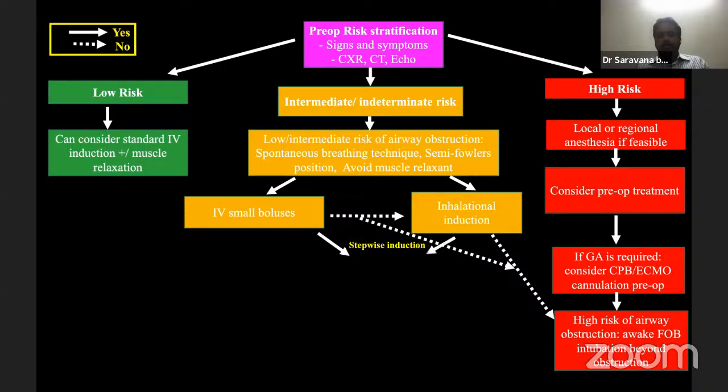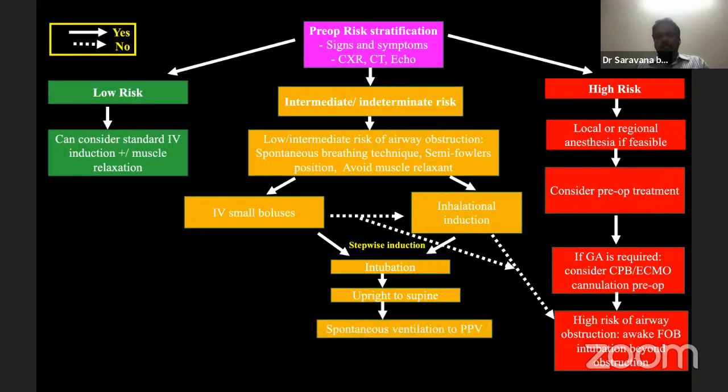Induction should be a stepwise induction after giving boluses. If you feel that the patient is maintaining spontaneous breathing and there is no need for any positional change, you can do an awake intubation with the patient in spontaneous ventilation without muscle relaxants. If there is an issue after induction or intubation, you can immediately make sure the patient can be moved from supine to upright or upright to supine, which can change the mass effect. We are ready to do that. Once everything is fine and there are no other issues, you can proceed from spontaneous ventilation to positive pressure ventilation by giving some muscle relaxants. This is the step-by-step approach for these patients.